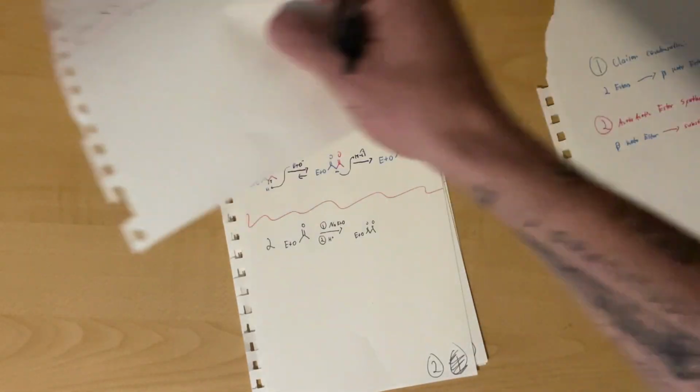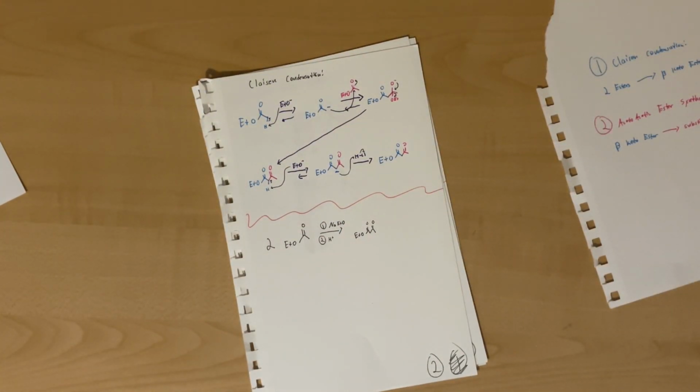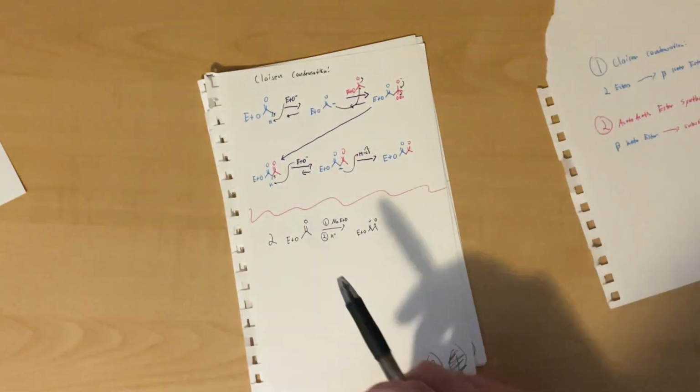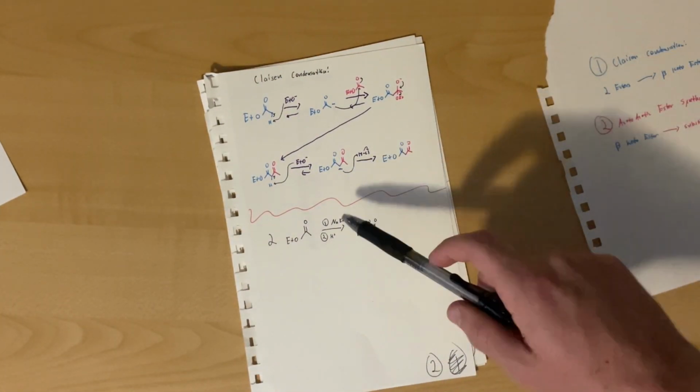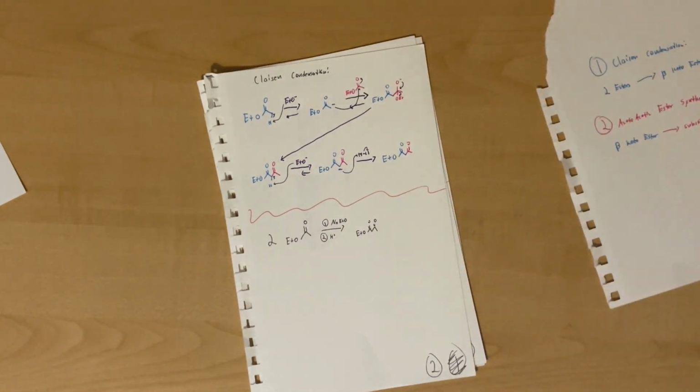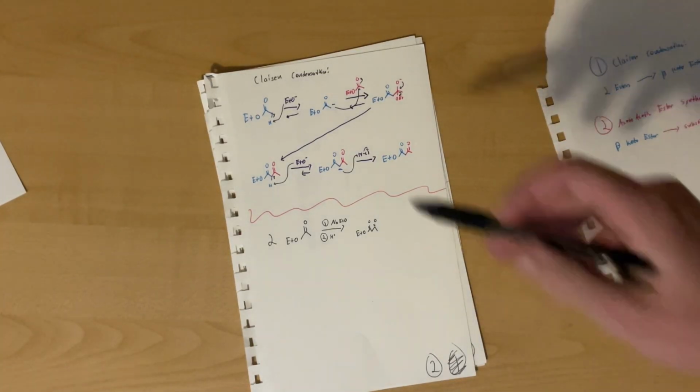Let's talk first about Claisen condensation. So the idea of Claisen condensation is, ignore this top part and focus on this bottom part. I kind of wrote it backwards. Usually I write the generic formula first and then the reaction mechanism second. Kind of did it backwards here. So just ignore this, focus on this.